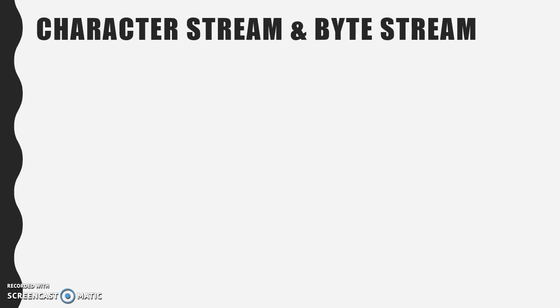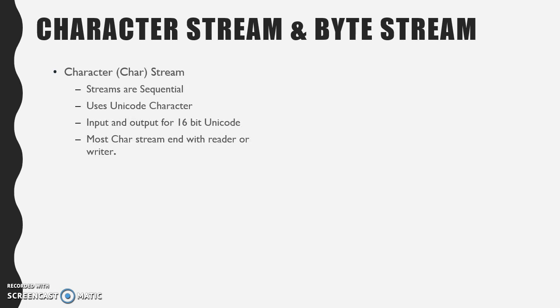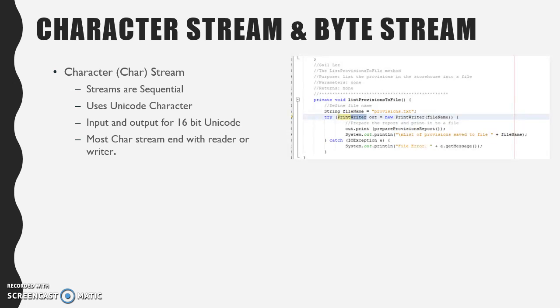The next slide is character stream and byte stream. The character stream, or char stream, is run sequentially. They use Unicode characters. The input and output is 16-bit code. Most char streams end with reader or writer. Here's an example in our code.